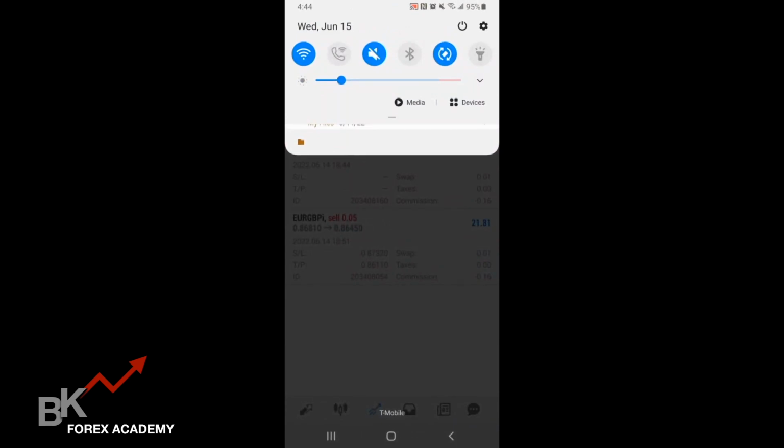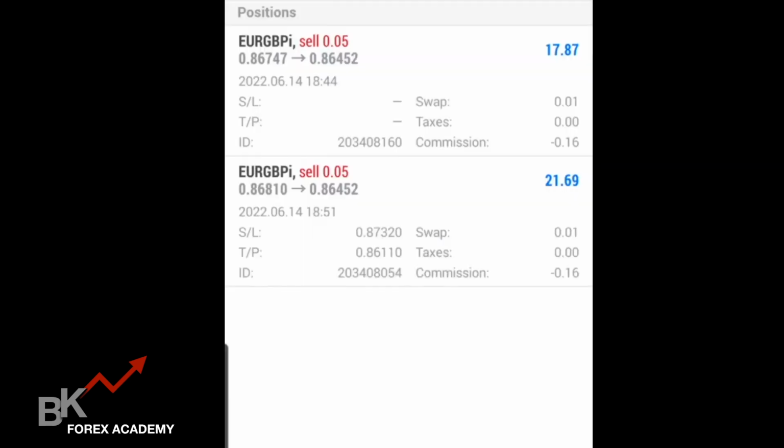So this is next day. You can see at the top, it is Wednesday, June 15th at 4:44 a.m. Hasn't even been 24 hours yet. And we are over 40 pips on both positions right now, almost 40 pips on the first position. And we only use 50 cents a pip on both pairs. We do the fractional lot sizing like I talked about earlier in our academy, where we break up our risk management so that we can enter more trades and trade smart.